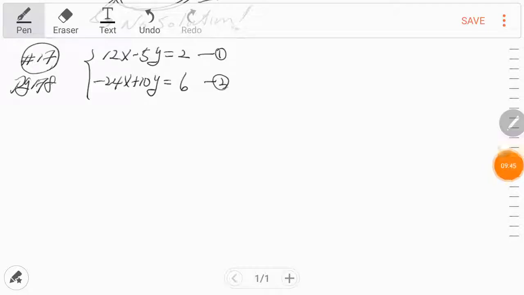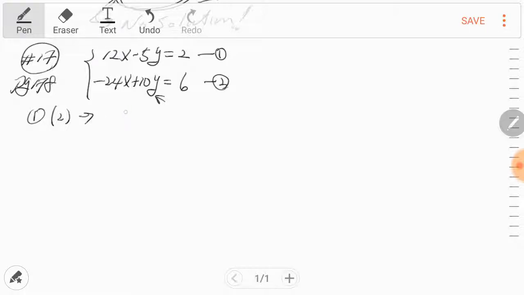Okay, in this example, exercise number 17, I want to solve this system of equations using the elimination method. All right, so let's check the coefficients. The coefficient of y is smaller, so why don't we remove the variable y? The LCD is 10, so why don't we just multiply the first equation by 2, then the coefficient of y will be negative 10.